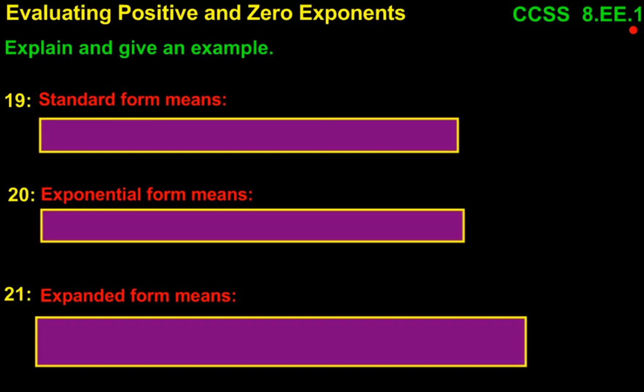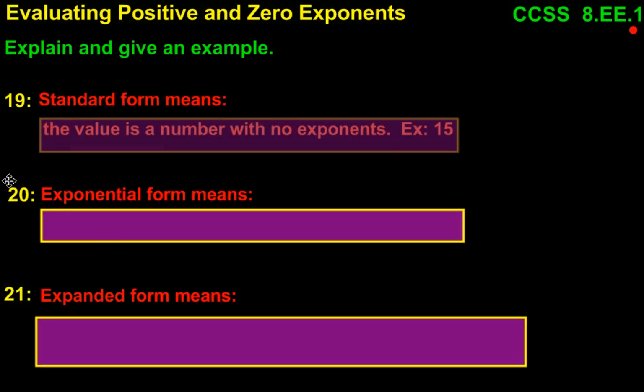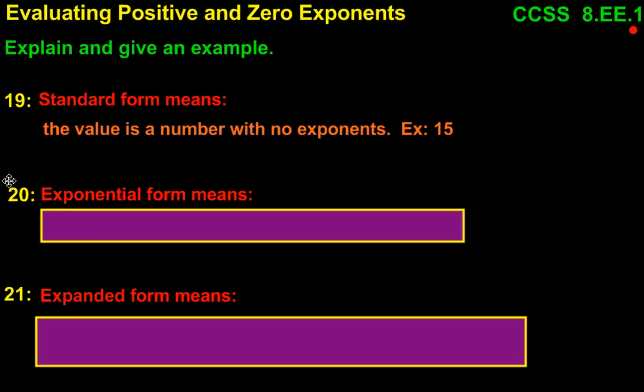For 19, 20, and 21, we're just explaining what standard, exponential, and expanded form means. Standard form, the value is a number with no exponent. And we have to give an example. The example I've chosen to use is 15. Essentially, any whole number would be fine. So it has no exponent.